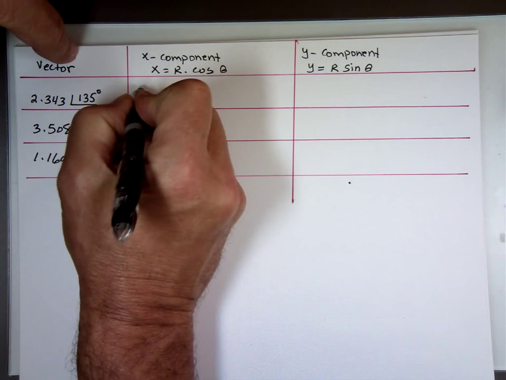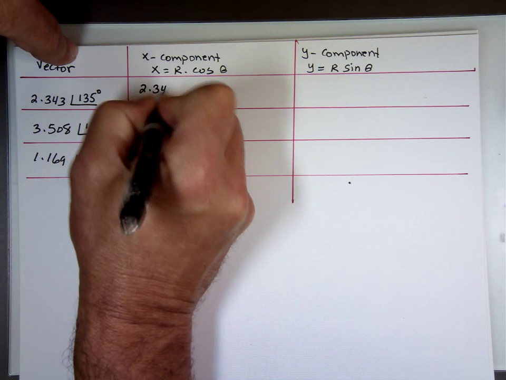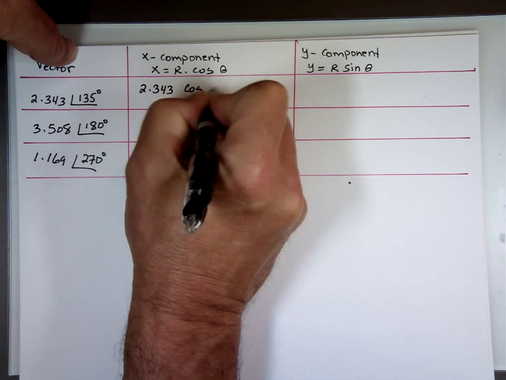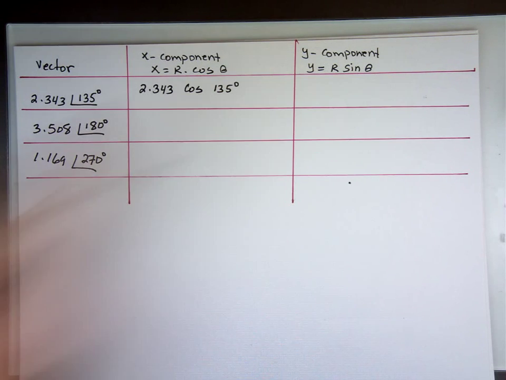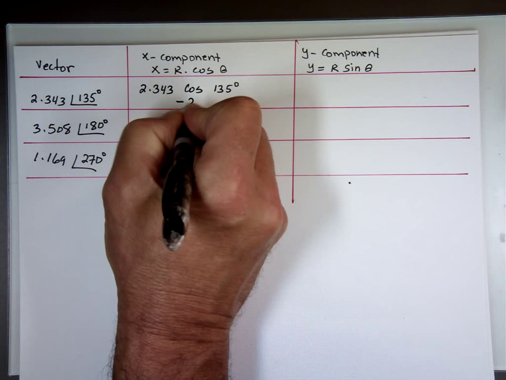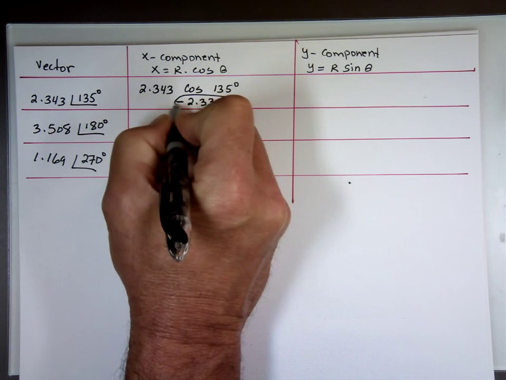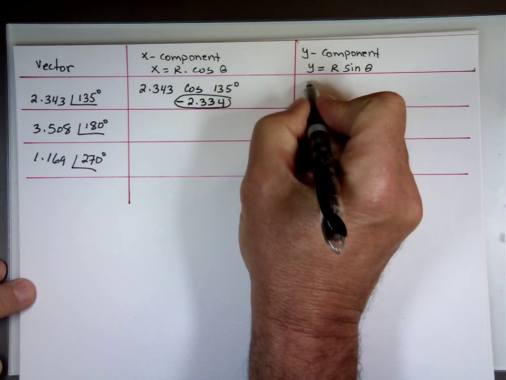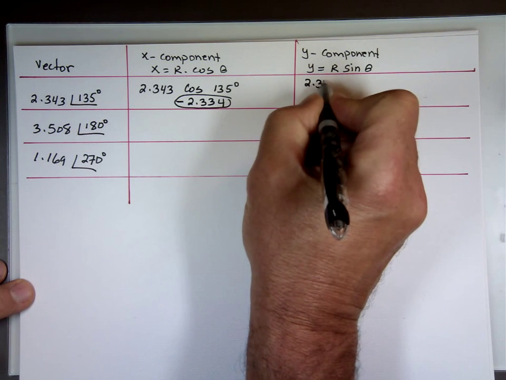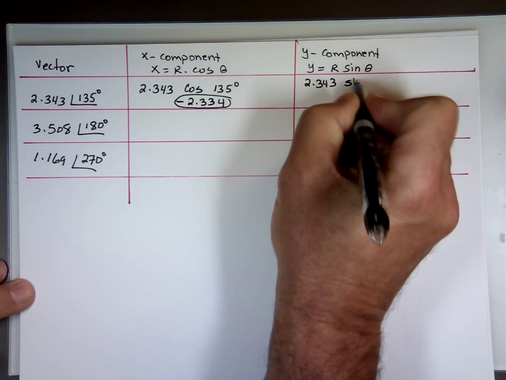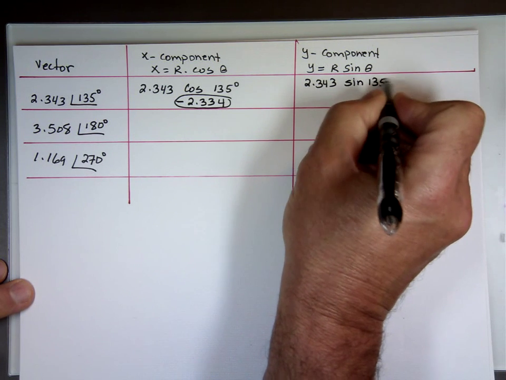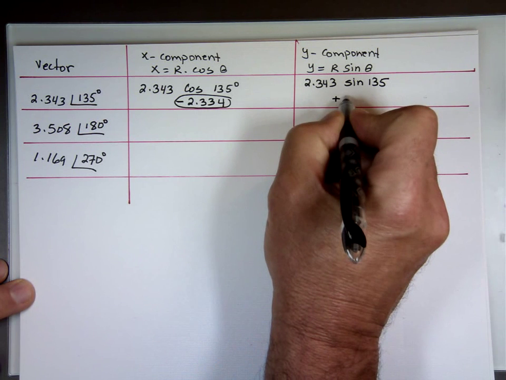This is 2.343 cosine 135, negative 2.334. The y value, 2.343 sine of 135. The answer to that, positive 2.334.